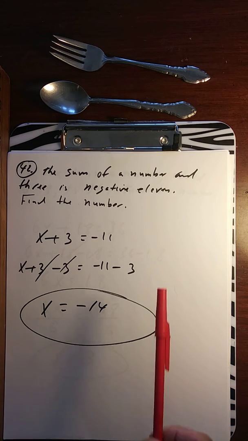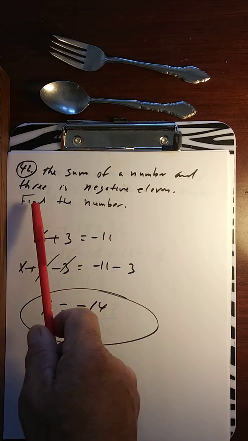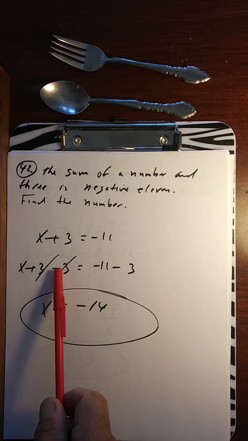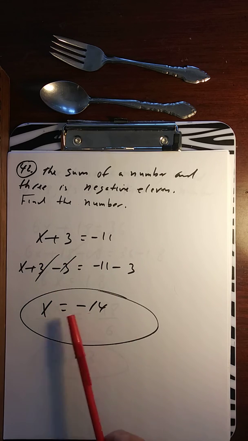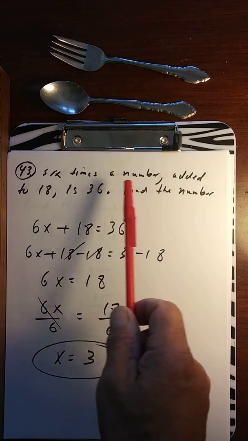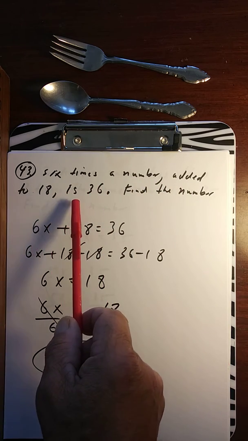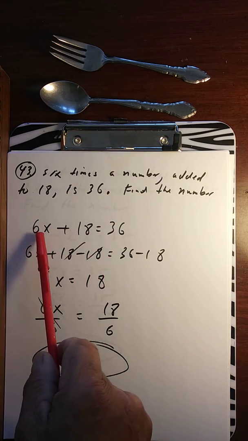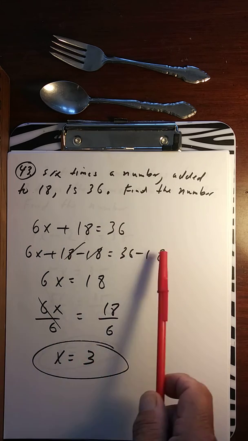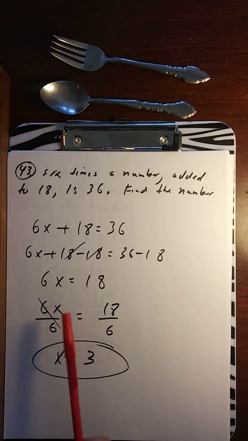The sum of a number and 3 is negative 11. Let's find the number. So a number plus 3 equals negative 11. So minus 3, these are gone. So x equals what? Negative 14. 6 times the number added to 18 is 36. 6 times the number, 6x plus 18 equals what? 36. So minus 18, these are gone. 6x equals 18. Divide by 6. So x must be 3.